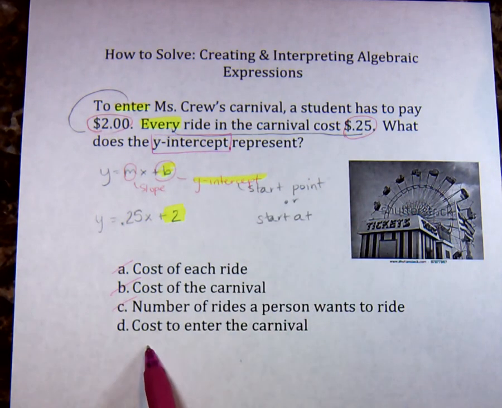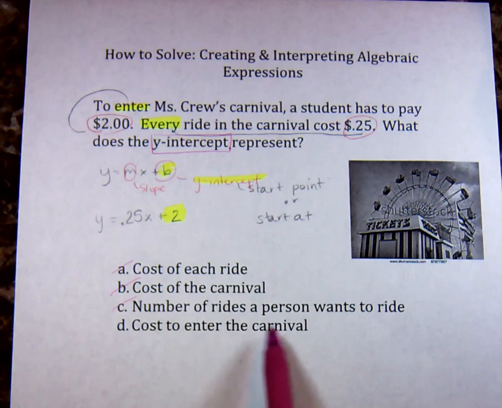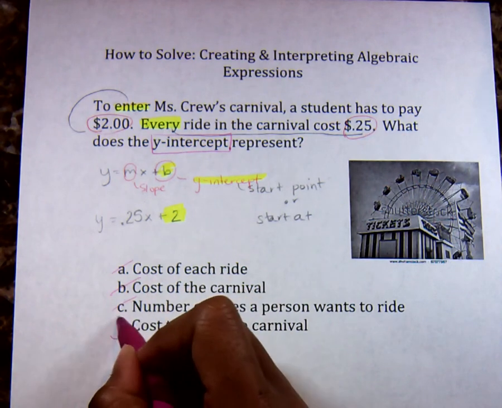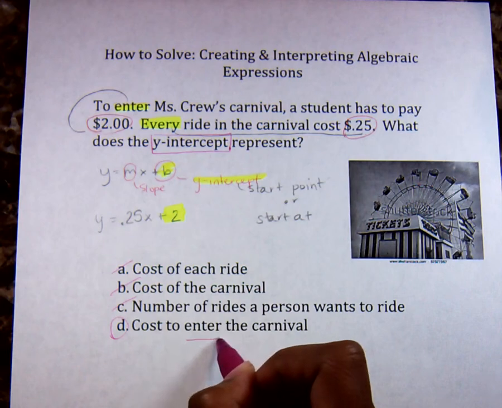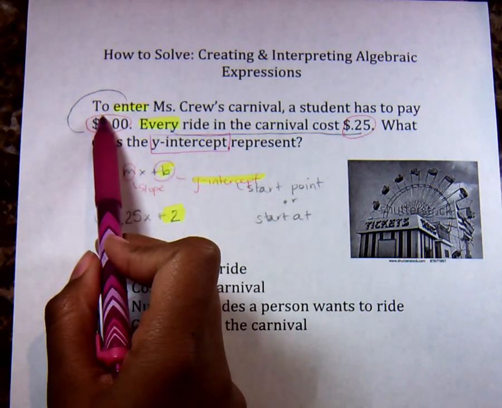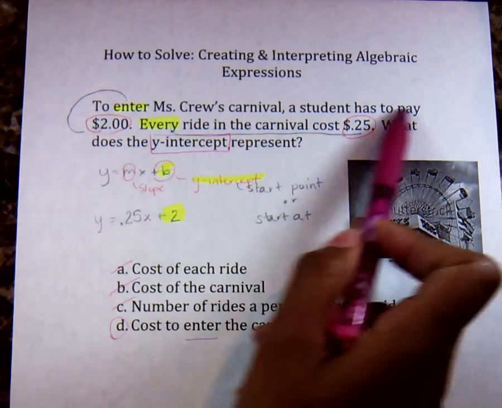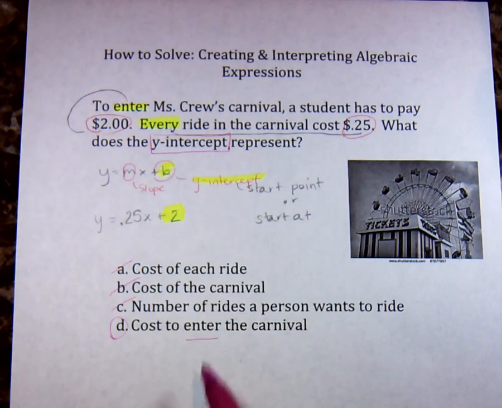And then now we have D, the cost to enter the carnival. And D is clearly the answer we can see because it says cost to enter, and then we have here the same vocabulary, to enter Miss Cruz's carnival, a student has to pay $2. So there you have it. Our answer for this problem is D.